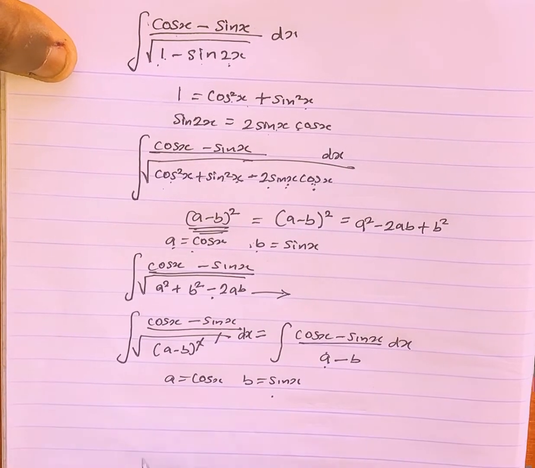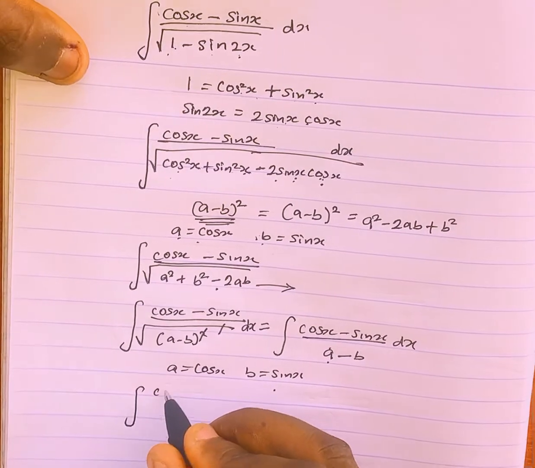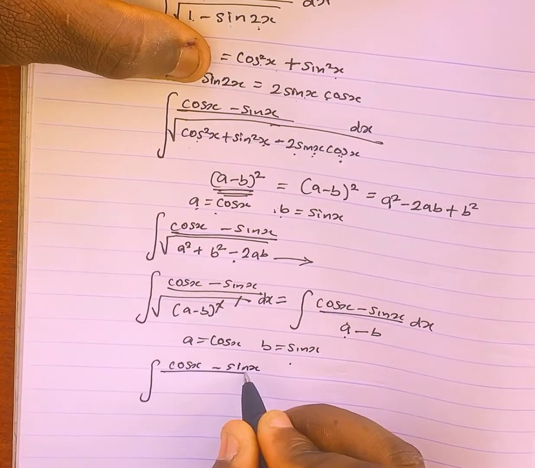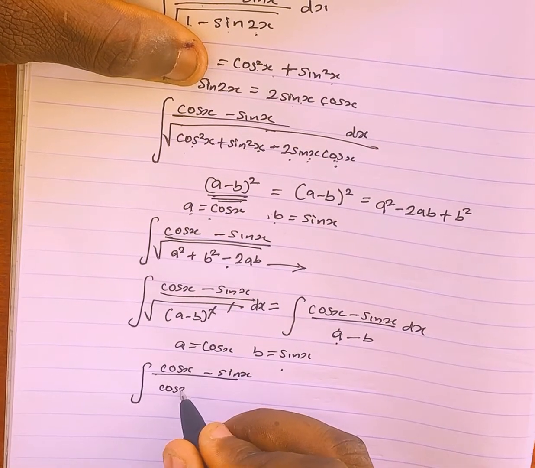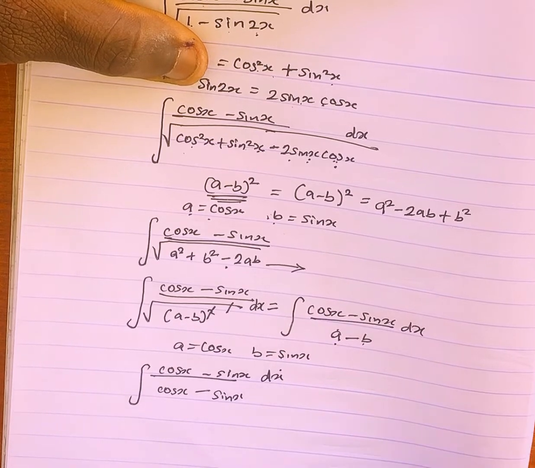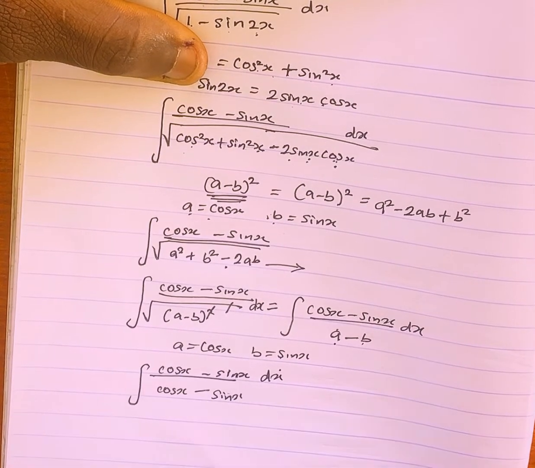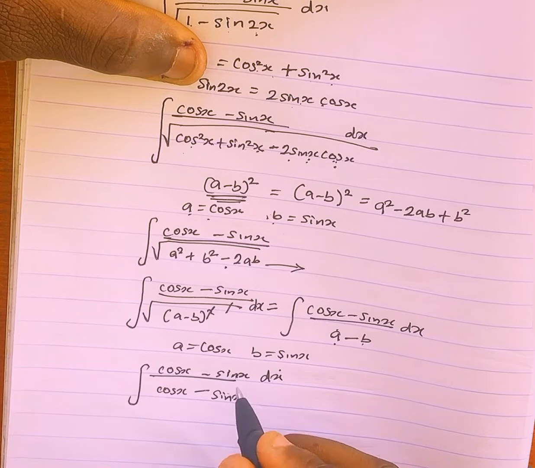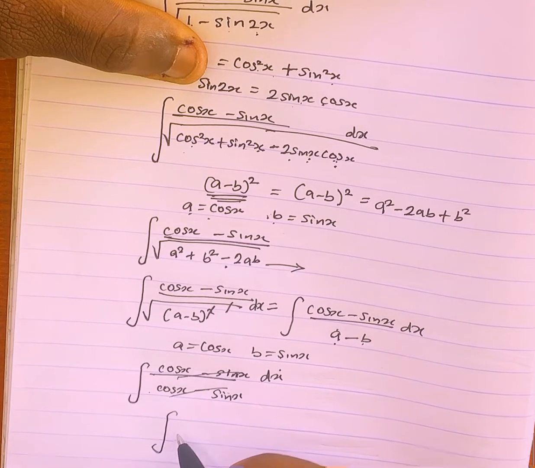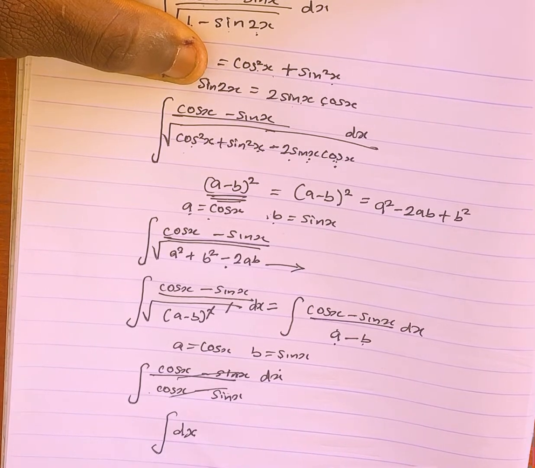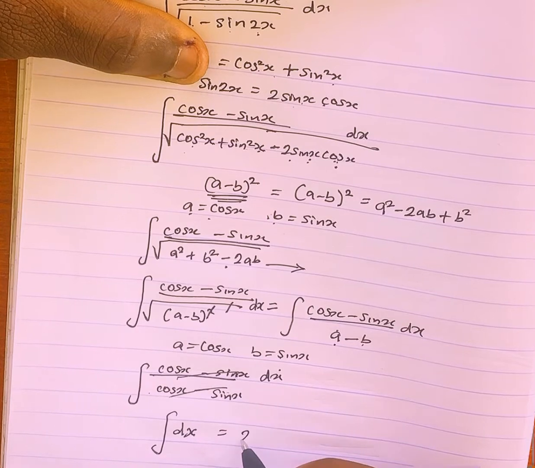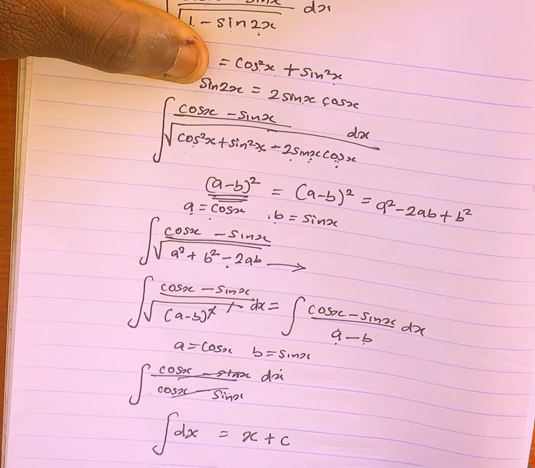Then this particular integral changes to the integral of (cos x minus sin x), all divided by, what's my a, which is cos x, minus what's my b, sin x, dx. If you take a look at this particular function, both of them are similar, so we can easily cross this out. We are left with the integral of dx, right? If you integrate dx, it is simply x plus c, right? So this is our final answer.